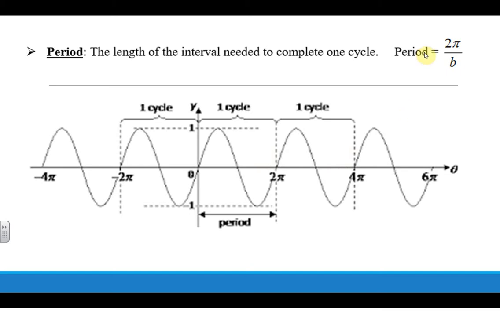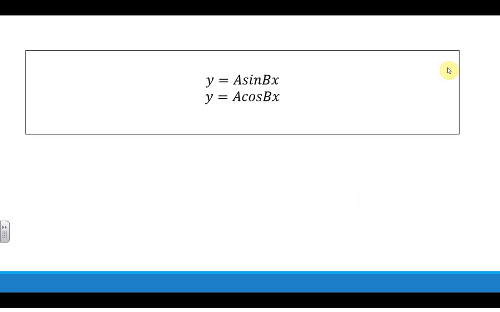You can always find the period by doing 2 pi divided by the b value. That's a coefficient in the formula. Yep, we'll get into that right now. Hey, right there, look at that.